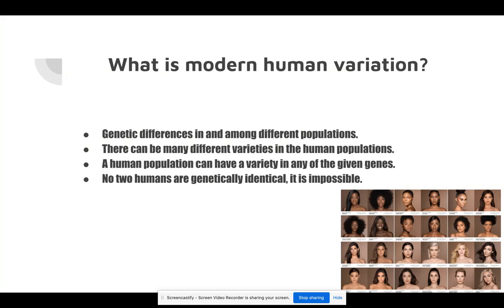So, what is modern human variation? Genetic differences in and among different populations. There can be many different varieties in human populations. A human population can have a variety in any of the given genes. There are no two humans that are genetically identical. It's impossible. Even twins can't be identical.